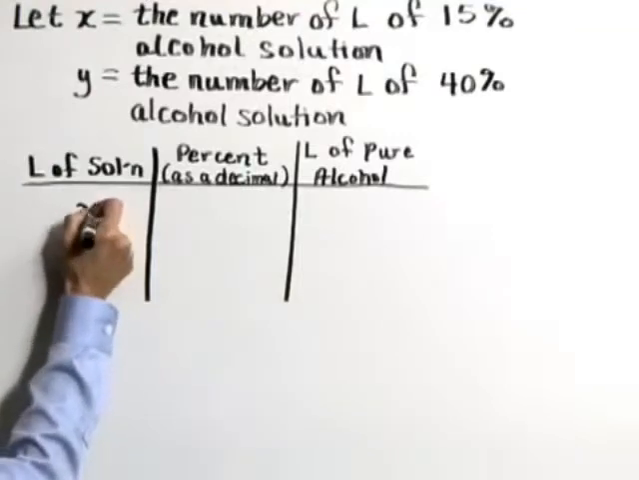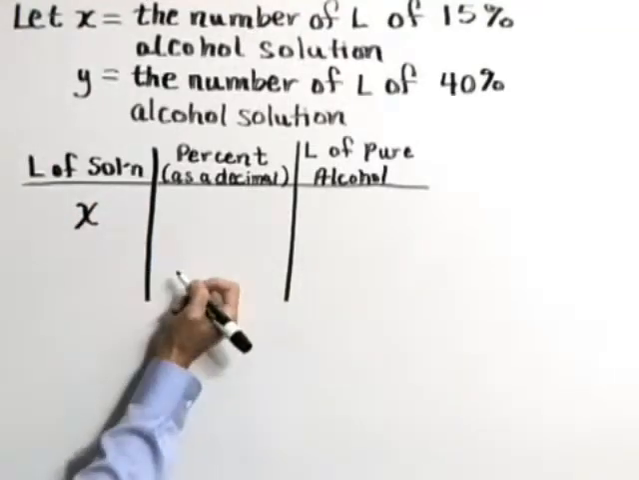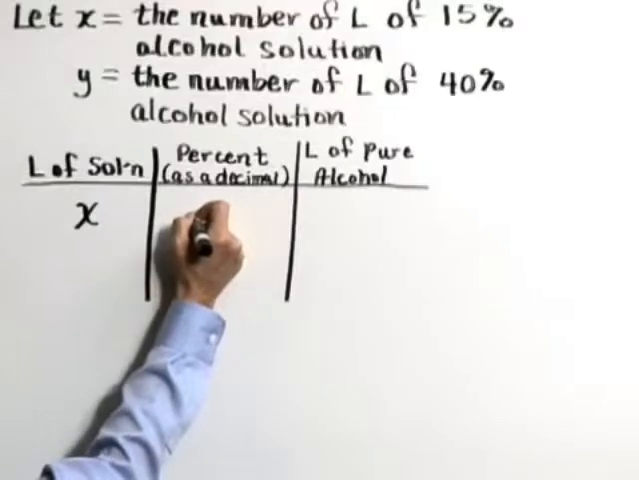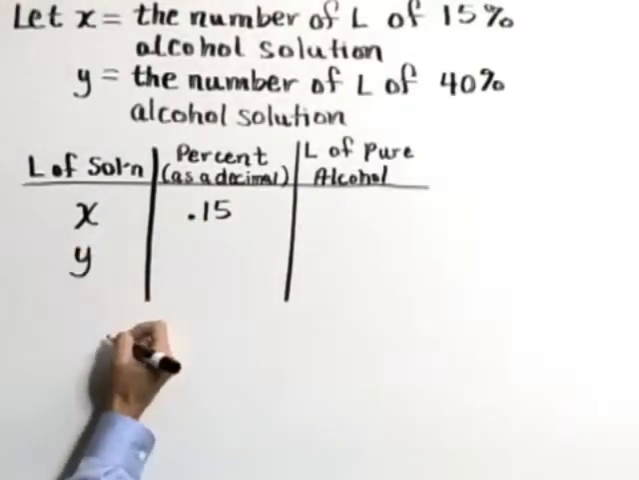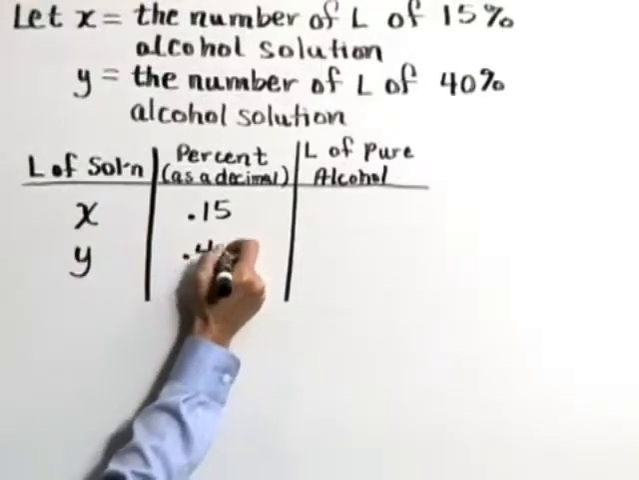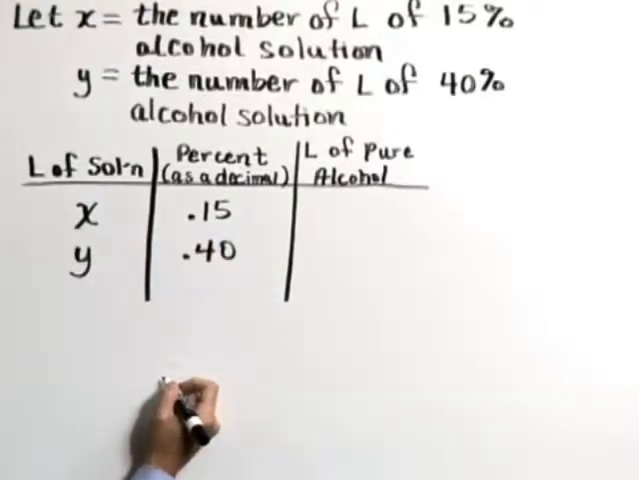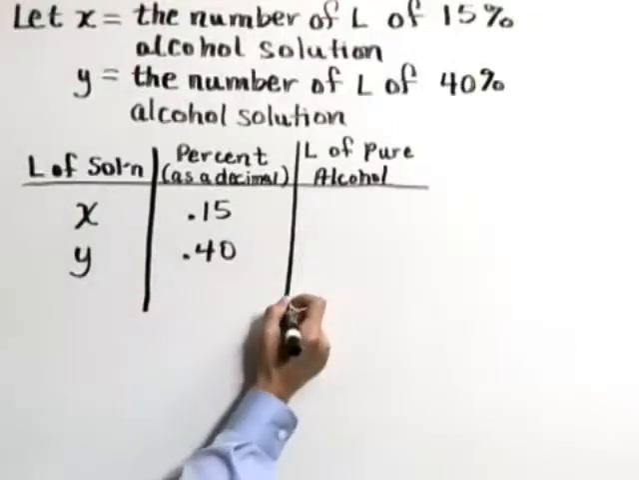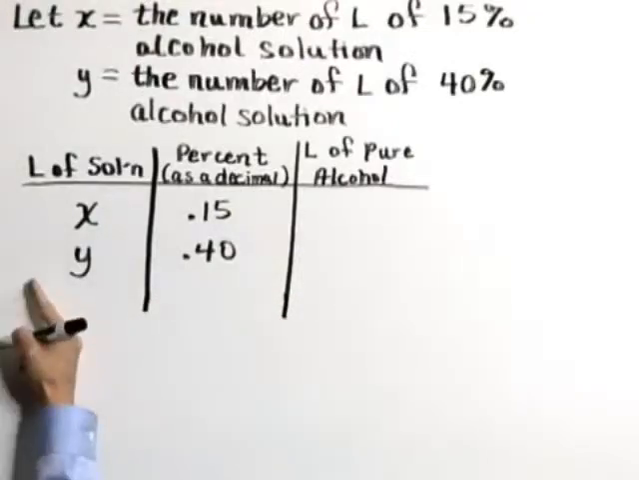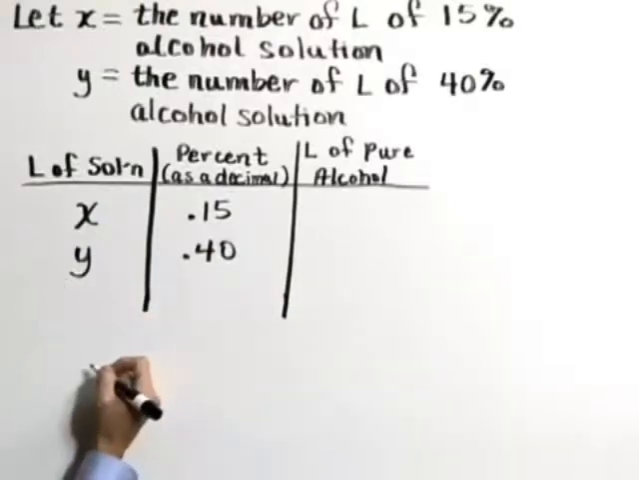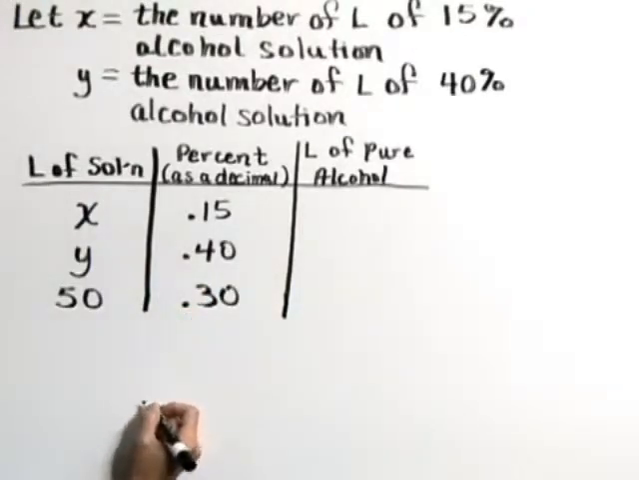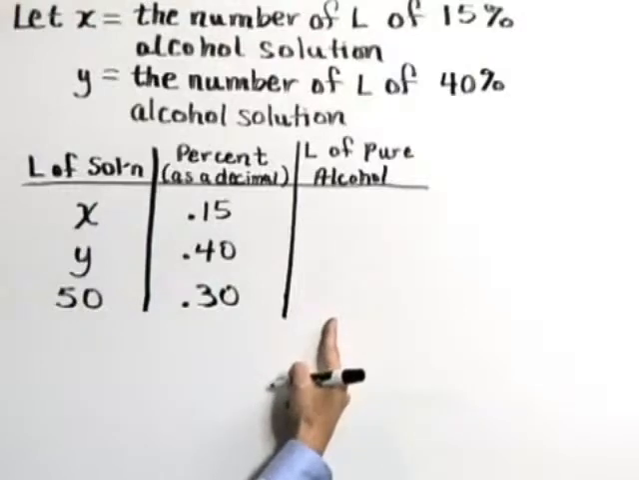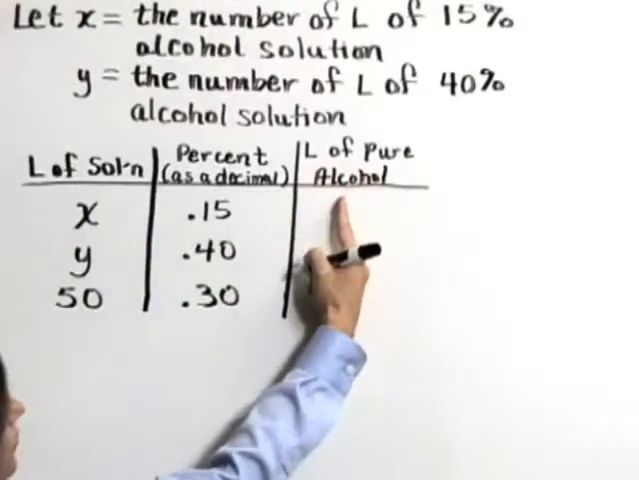We've let X represent the amount of 15% solution, and let's write that 15% in its decimal form. We've let Y represent the amount of 40% solution, and let's write that in decimal form as well. We're given that in the end we're going to have a total mixture that is 50 liters of a 30% solution. Let's complete this last column, which is the amount of liters of pure alcohol.